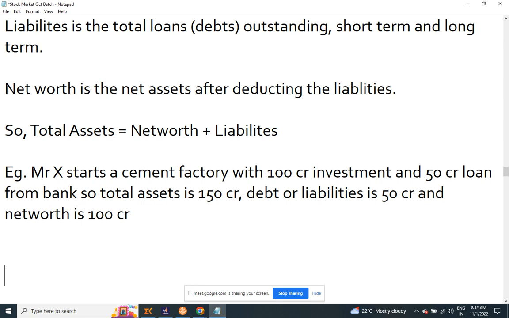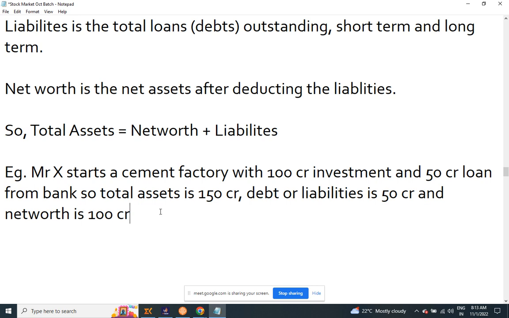So Mr. X starts a cement factory with 100 crore investment, and he takes another 50 crore loan from the bank to make a big factory worth 150 crore. So the total property of Mr. X is 150 crore. Don't take it as 100 crore. Total properties, total assets is 150 crore. It includes loan also. Within this 150 crore, 50 crore is loan, 100 crore is his net worth. His net worth means his own investment, or what he will get if he sells it off. That is called net worth. Hope the point is clear.